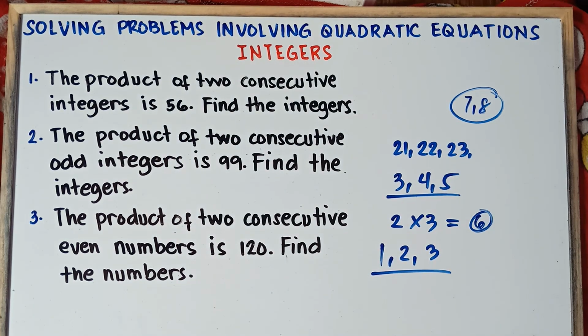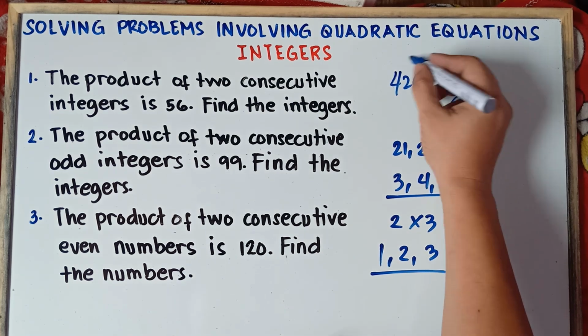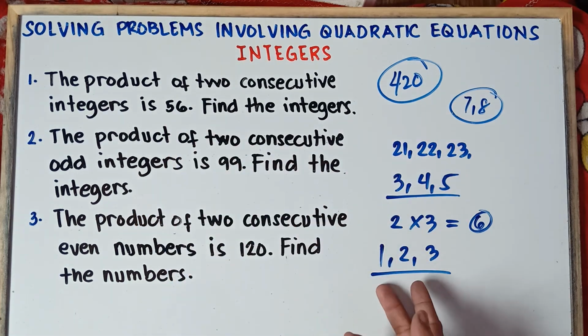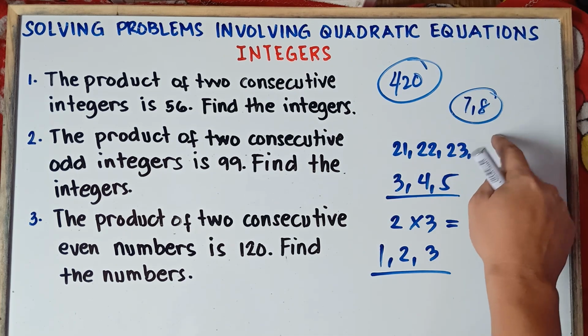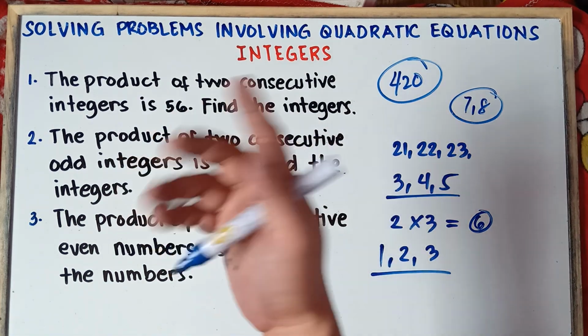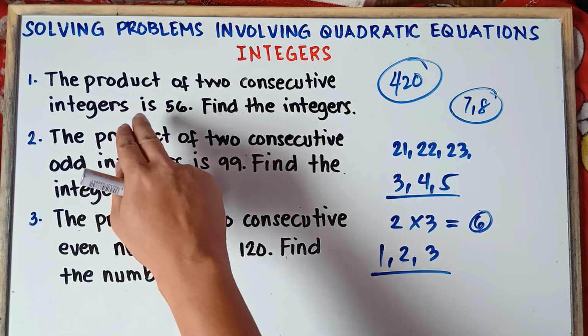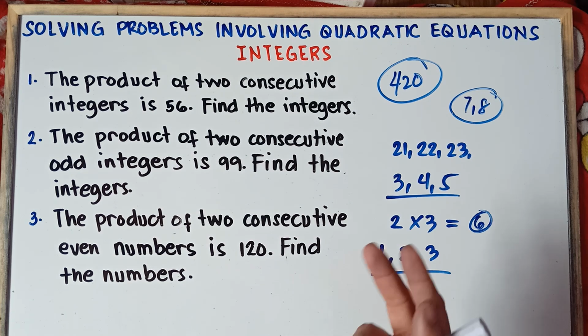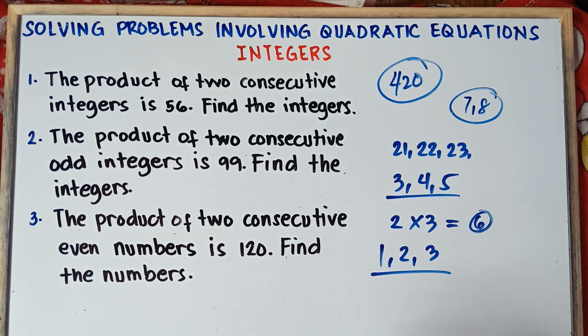But the question there, class, is how will you write the equation? Because if I say, class, the product of 2 consecutive integers is 420, of course, it's hard for us to find the 2 integers whose product is 420. But for 56, of course, we know the answer is 7 and 8 because 7 times 8 is 56. Now, what if I say the product of 2 consecutive integers is 420? What will be those integers? Of course, we need to write the equation.